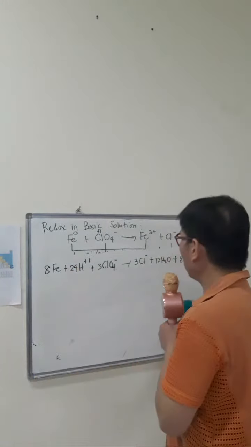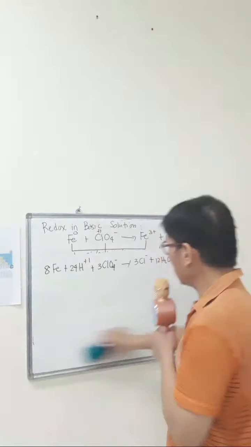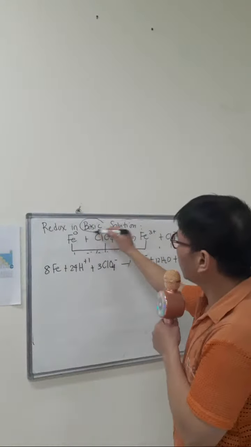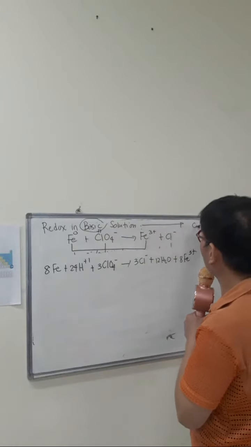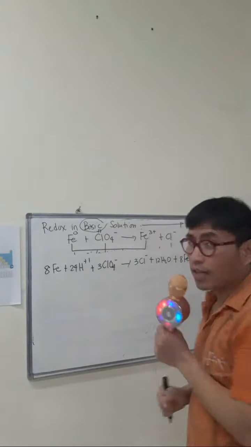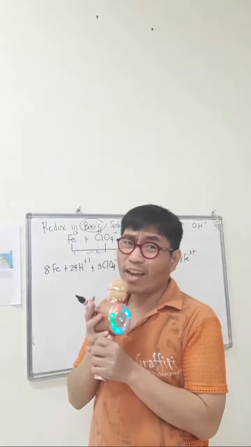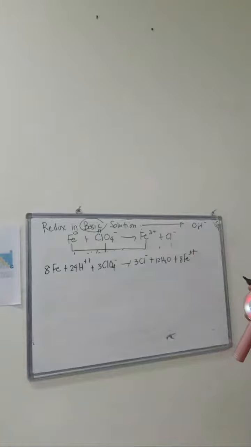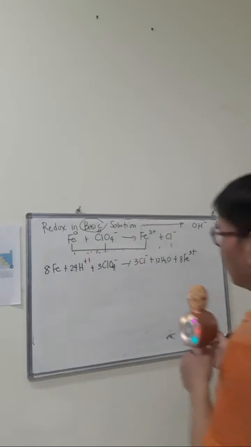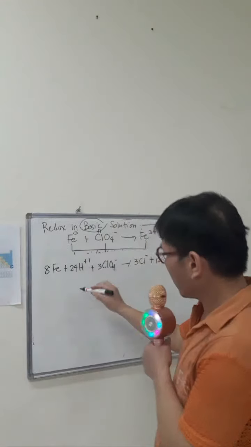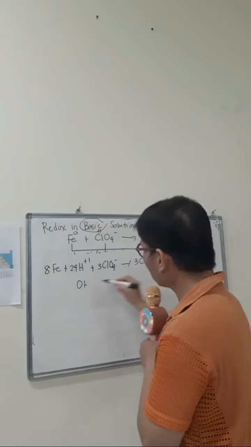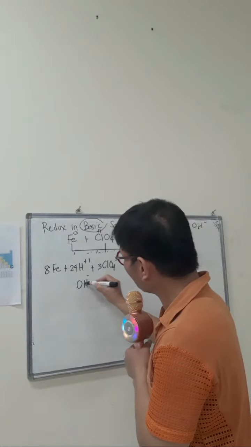But since you are considering the basic solution, not acidic, that means adding OH. OH negative is hydroxide, or what do we call this one? Hydroxyl group or hydroxyl functional group. What can you do with this? Find the H plus in the left and add OH on both sides. That's the rule.